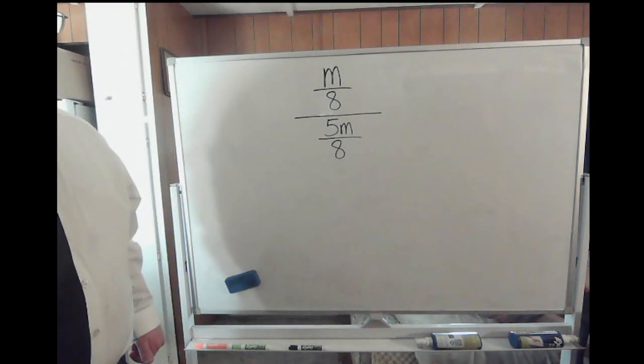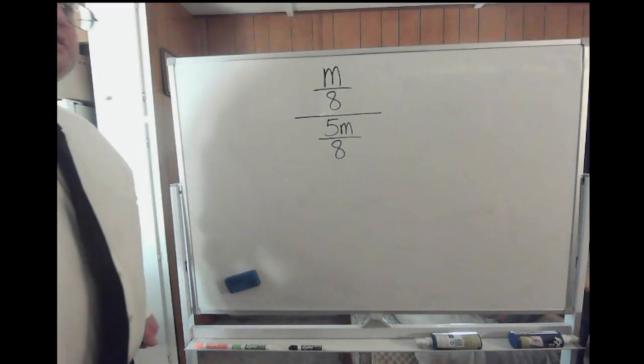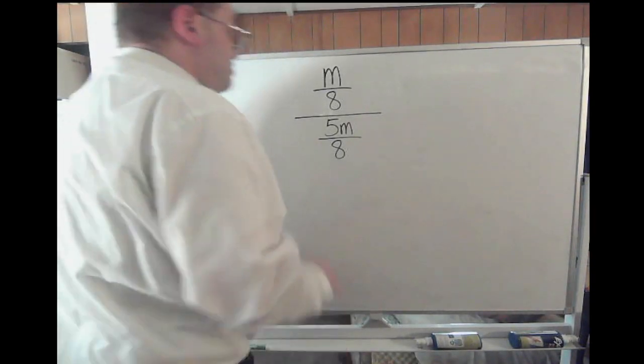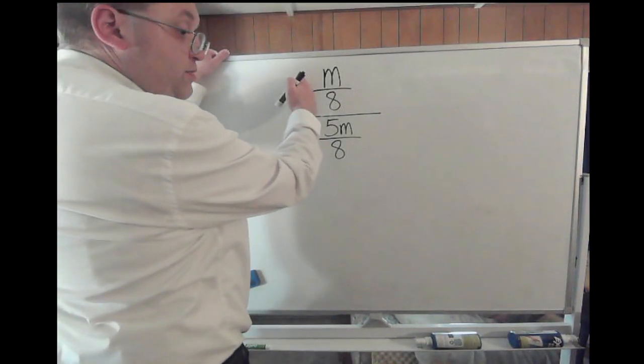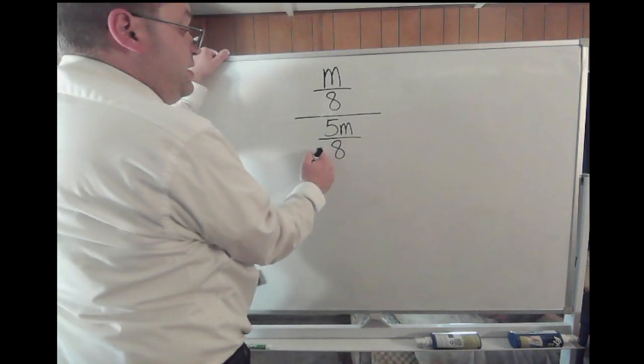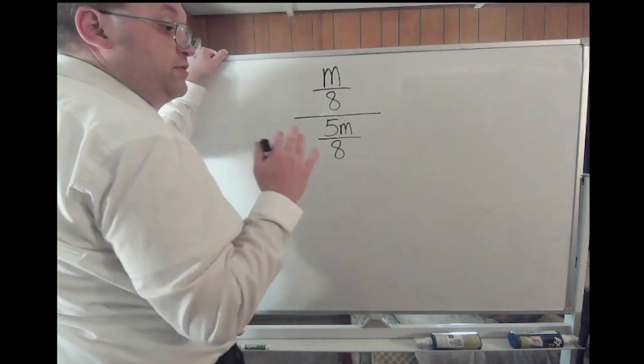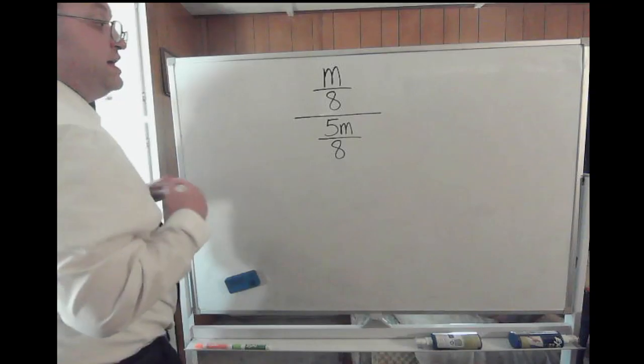So today we are going to talk about complex fractions. Complex fractions are basically you have a fraction in the numerator and a fraction in the denominator. Really all these are another fancy way of writing a fraction divided by a fraction.